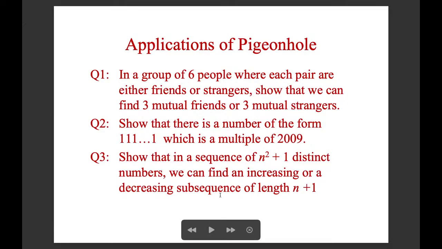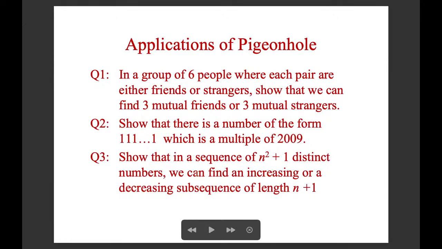It says, let us get a bunch of distinct numbers. They can be real numbers, but they are distinct real numbers. We have n squared plus 1 of them, and let's make any arrangement of these n squared plus 1 numbers. We want to claim that no matter what happens, we must be able to pick some of them, keeping the ordering in the sequence.